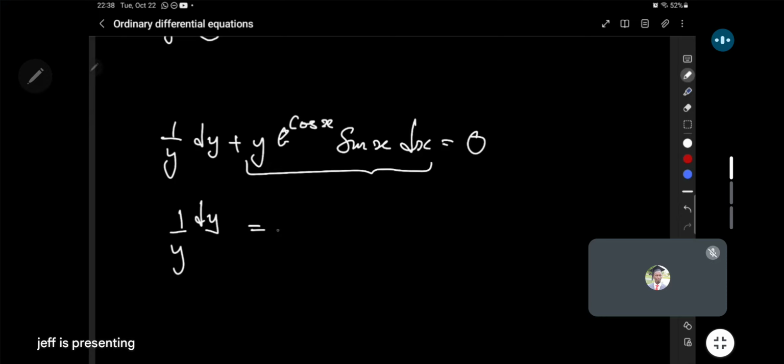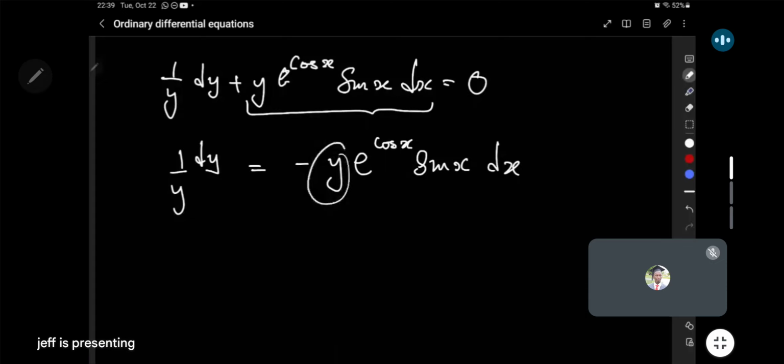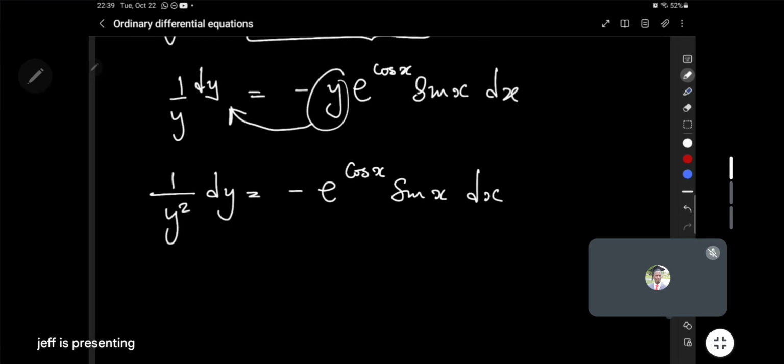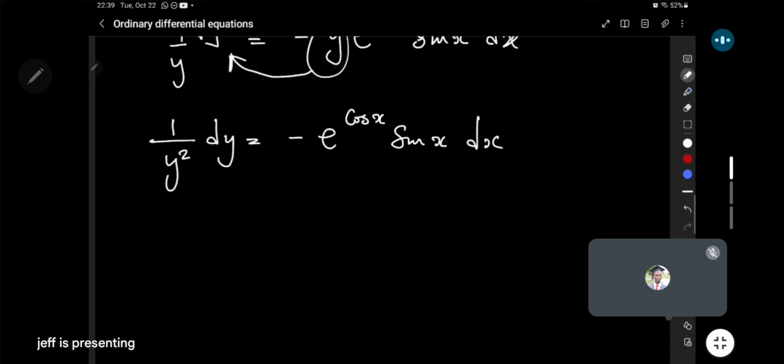So this would be equal to negative y e to the cos x sine x dx. Now the y is in the wrong place. It needs to join dy and the friends on the left side. So divide both sides by y. Notice that now you have 1 over y squared dy on the left side, you still have minus e to the cos x sine x dx. So this is now what we have here.